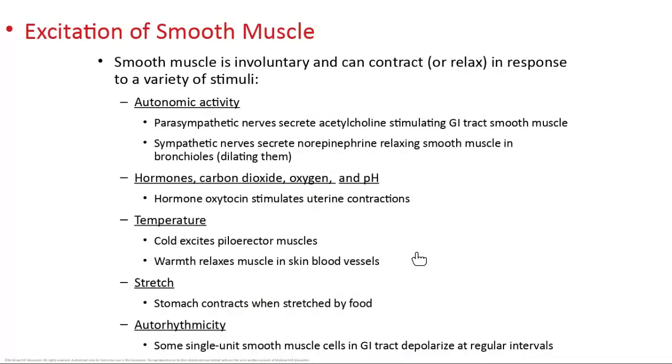Okay, so that's the basic mechanism there of smooth muscle contraction. You should just take note of the differences and similarities between skeletal and smooth muscle contraction. Not too much on this slide. Smooth muscle is involuntary, right? But so how's it going to contract? It's going to contract in response primarily, as mentioned, from input from the autonomic nervous system.